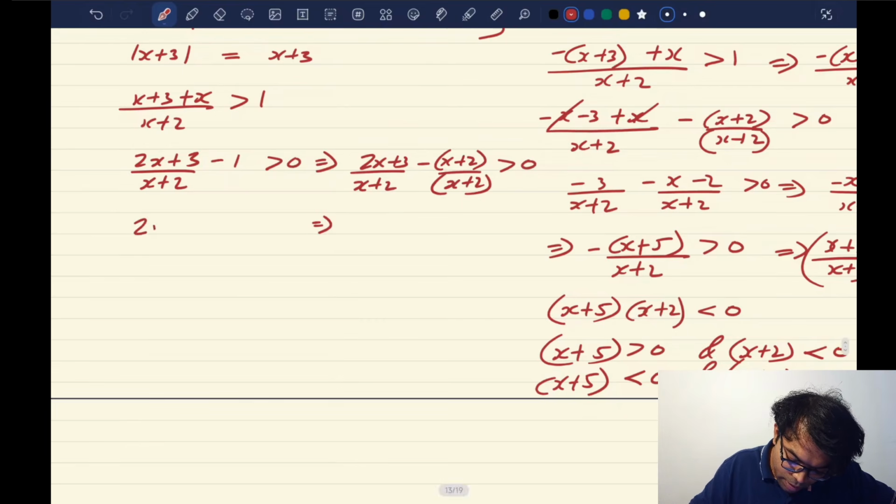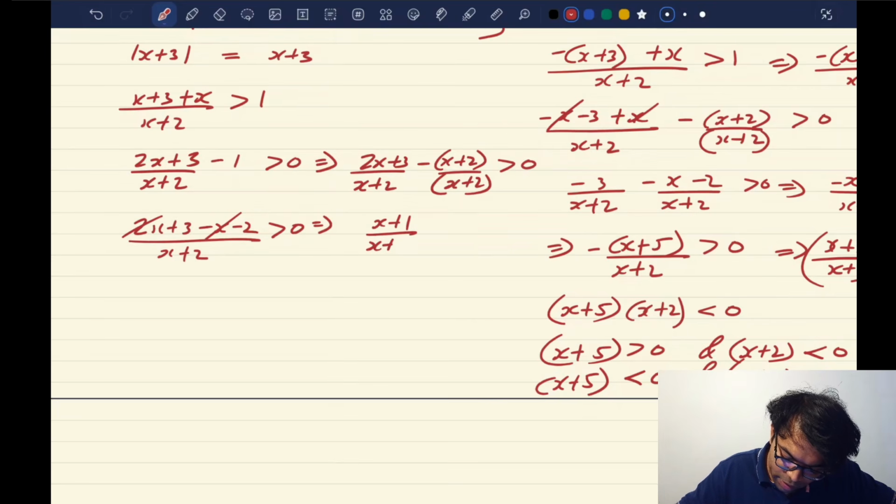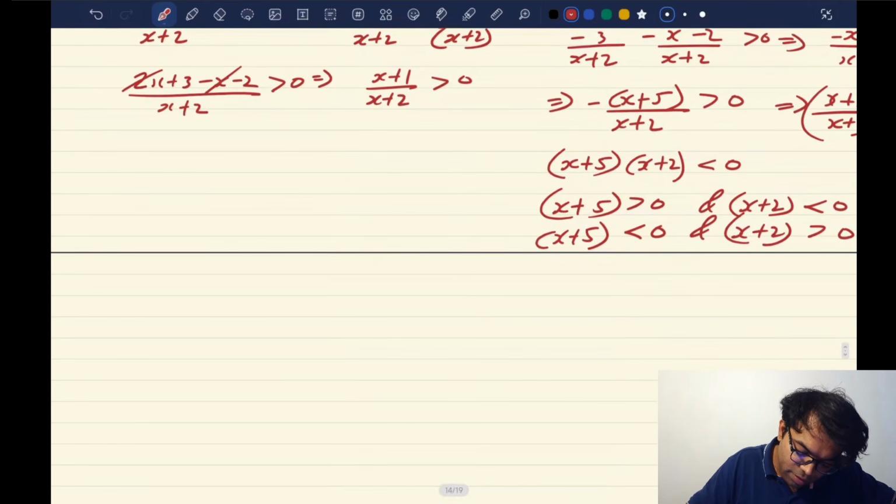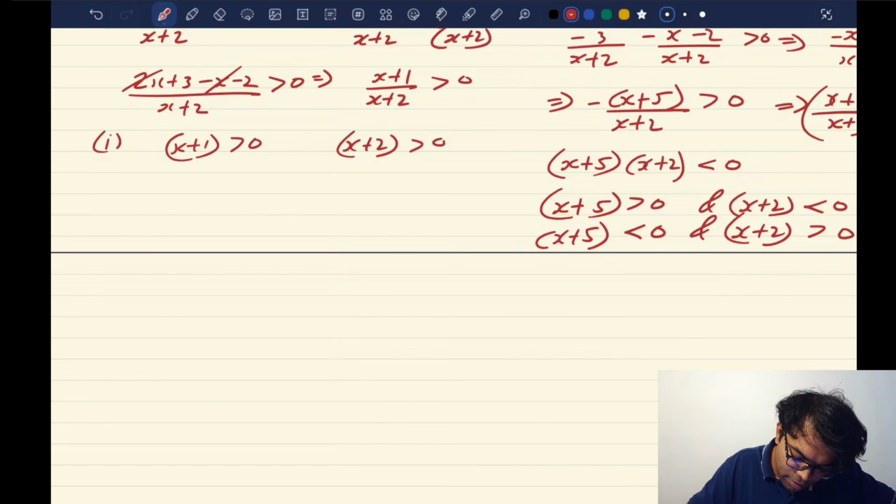So I'll get 2x plus 3 minus x minus 2 upon x plus 2 should be greater than 0. So this 2 and 2 will get cut off, and I'll be left with x plus 1 upon x plus 2 should be greater than 0. So what are the two cases that I have? Number 1, x plus 1 is greater than 0, x plus 2 is greater than 0. And this will become x should be greater than minus 1.